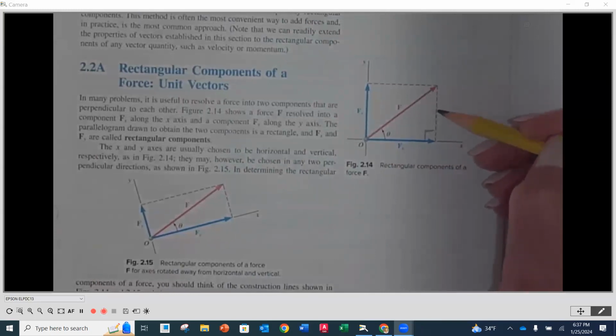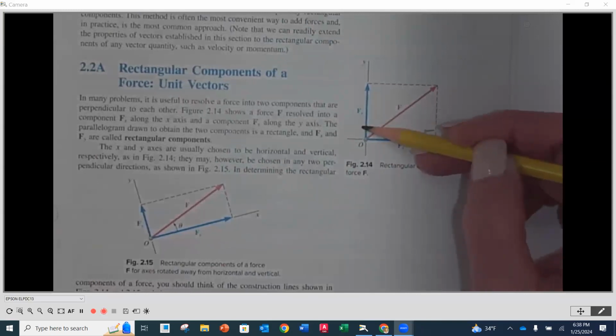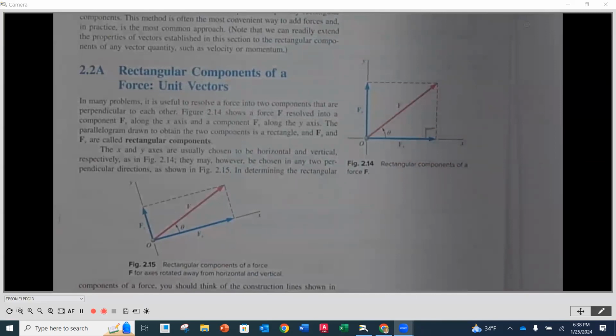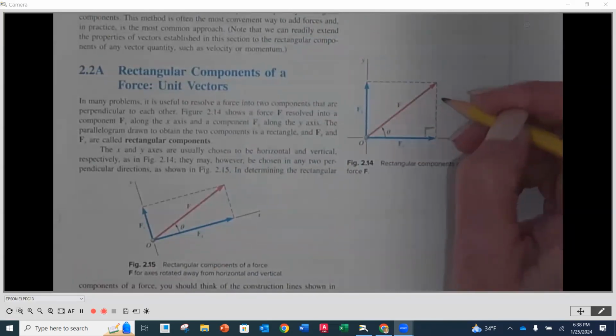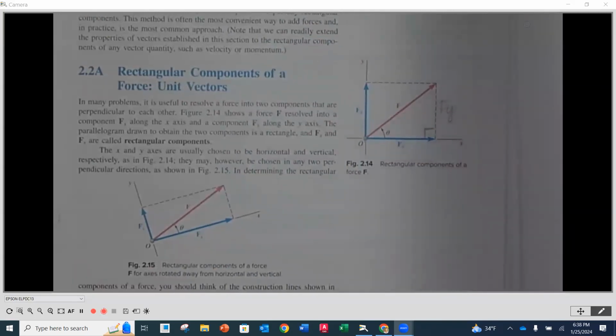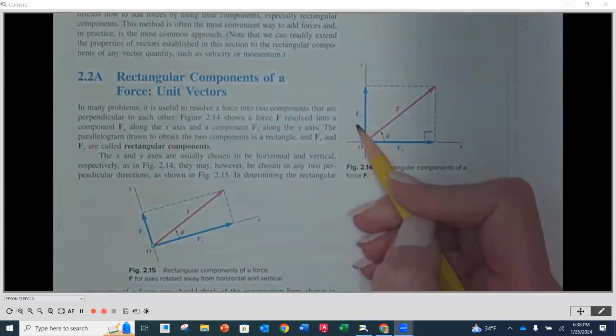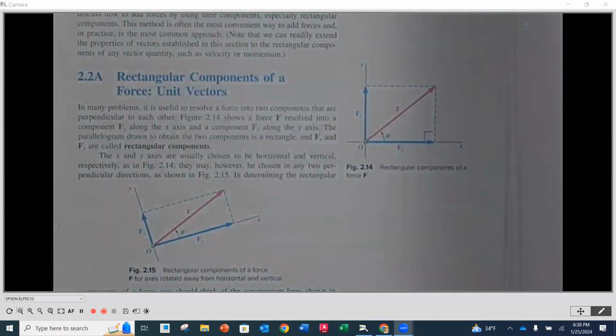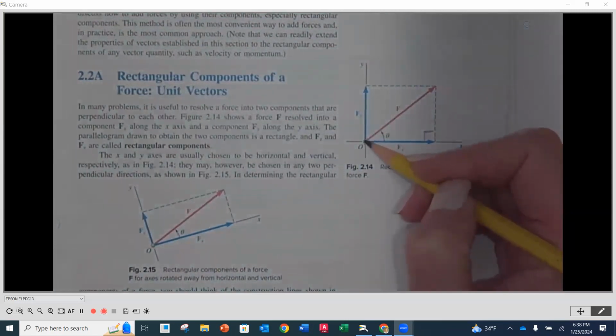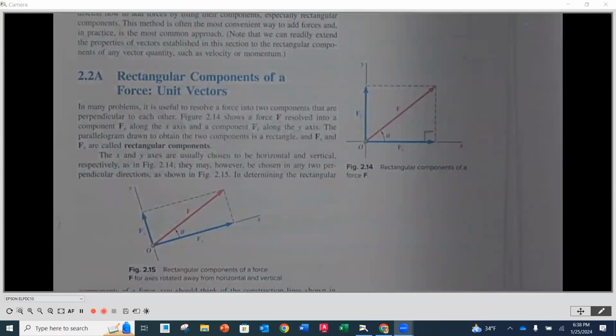But Fy is not applied out there. Fy is applied over here. And so something I see students do a lot is they will label Fy out over here. Do not do that. You need to show and label Fy where it's actually applied. That's really important because its tail is coming from the application point of the original force. Okay.